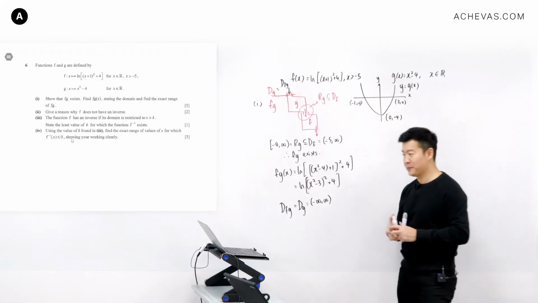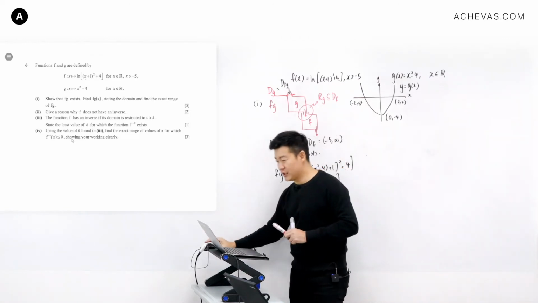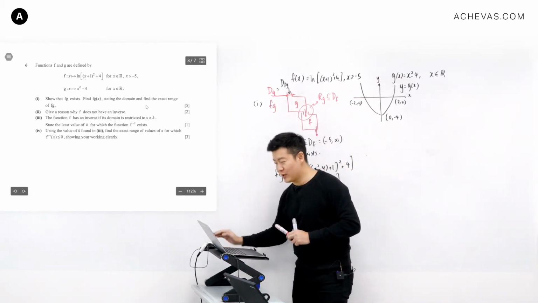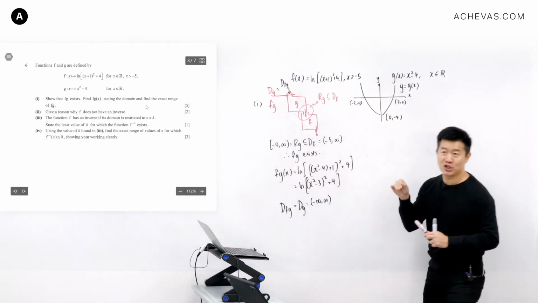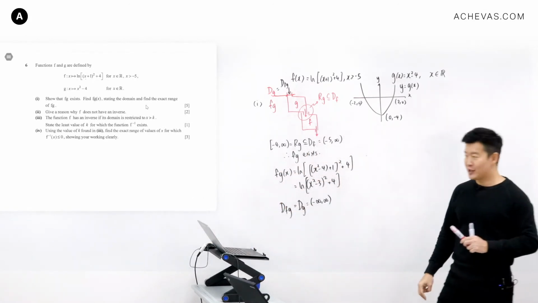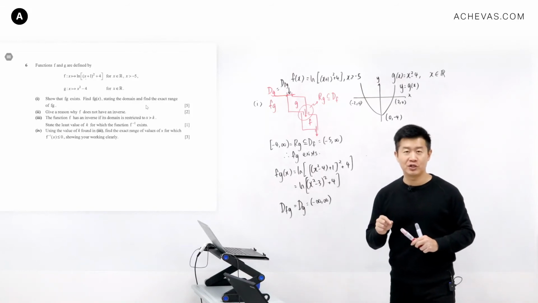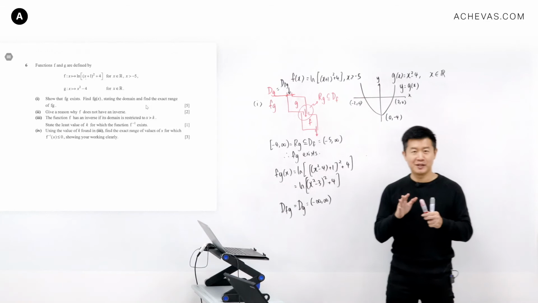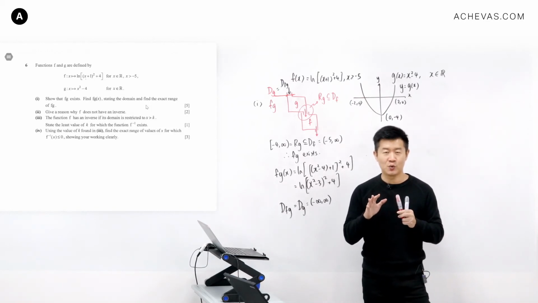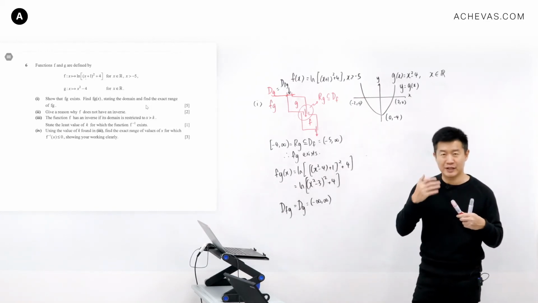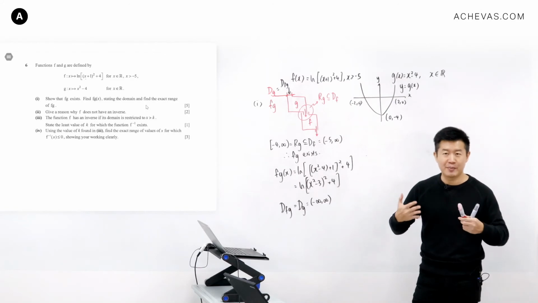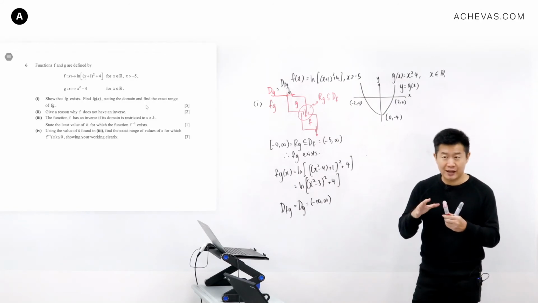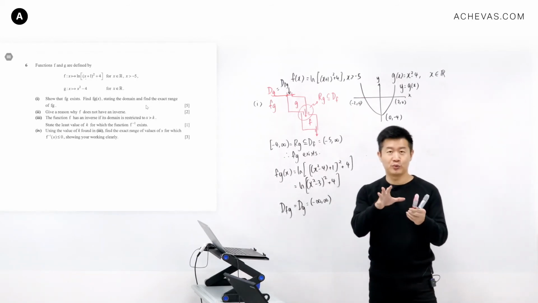This question is weird. Why is this question weird? Because this question asks you to find the exact range of fg. And I believe that unless you are someone who doesn't mind doing some experimentation, like smart experimentation and trial and error, and you need to become this person, okay? This is really what H2 Math is trying to build you into.